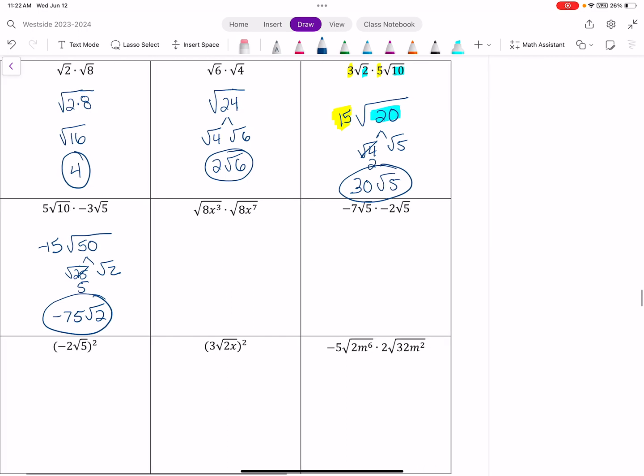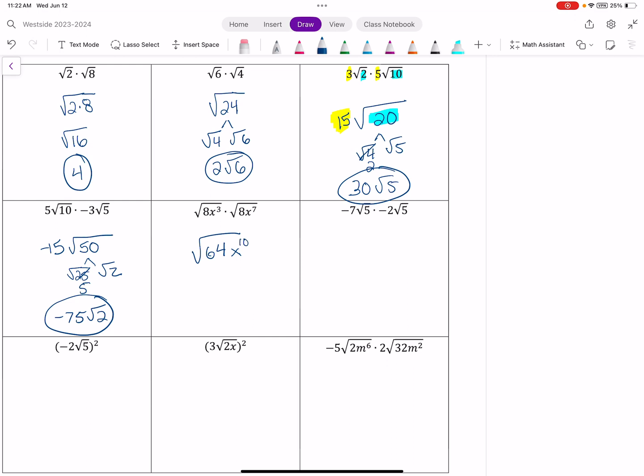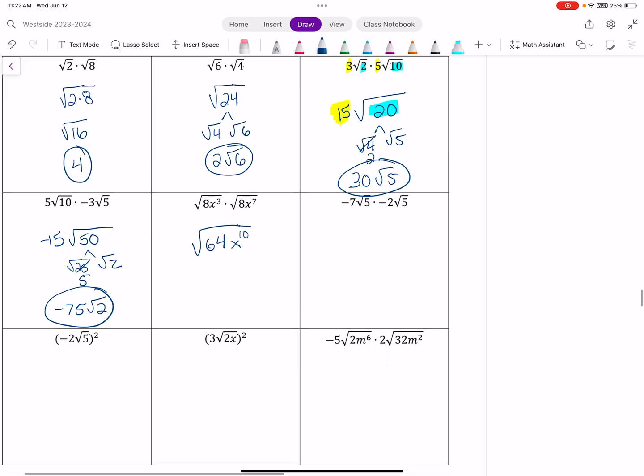On this one, we're back to under the radicals, but we're introducing variables. So under the radical, we would multiply. 8 times 8 is 64. x to the third times x to the 7th. If you remember your exponent rules, we add those. So I'd get x to the 10th. We could then do the square root of 64, the square root of x to the 10th. The square root of 64 is 8. This is an even exponent, so I divide it in half. 8x to the 5th would be my answer.